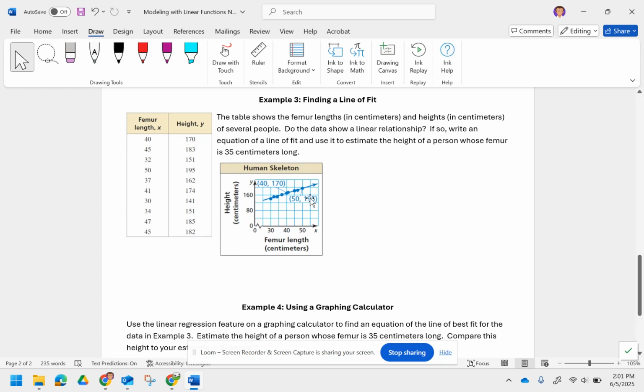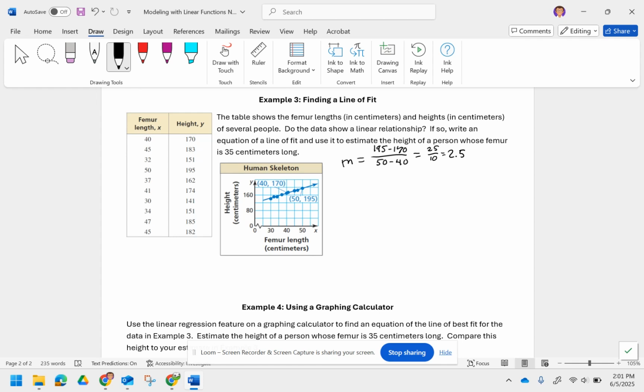All right. So we're going to use these 2 points now to find slope. Our slope is going to be the change in y values, 195 minus 170, over the change in the x values, 50 minus 40. So that should give us 25 over 10. So we have a slope of 2.5.